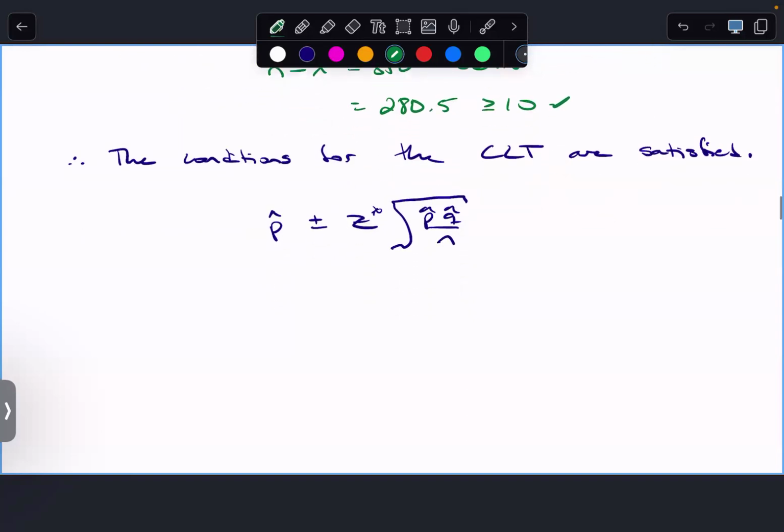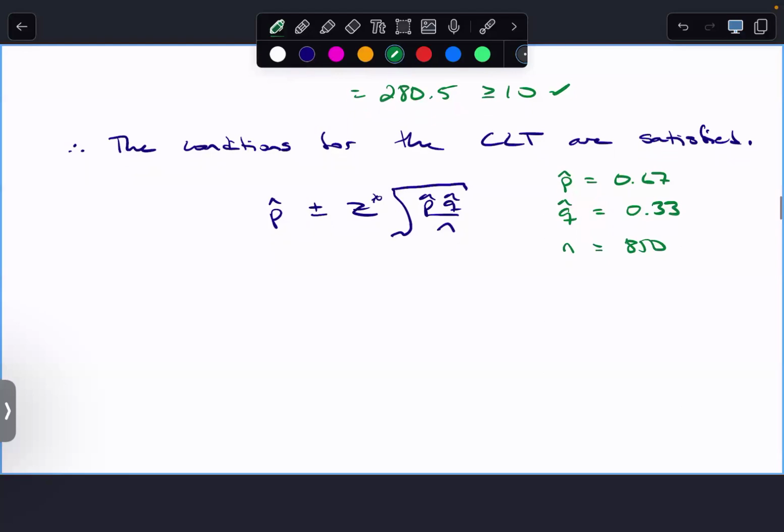We know that p hat was 0.67. We already found q hat was 0.33, right? 1 minus 0.67. We know that n is 850, and we just established that z star for a 95% confidence interval is 1.960. I keep the 0, you don't have to. I think it makes it look nicer though. Plug and chug. Here we go.